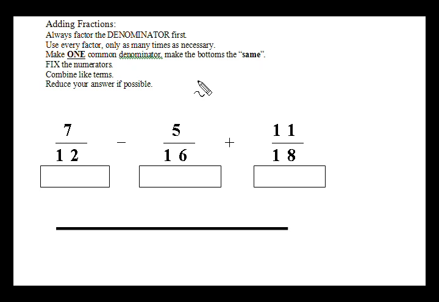Let's take a look at adding fractions. Always factor the denominator first. Use every factor only as many times as is necessary. Make one common denominator. That means that you're going to make the bottoms the same.